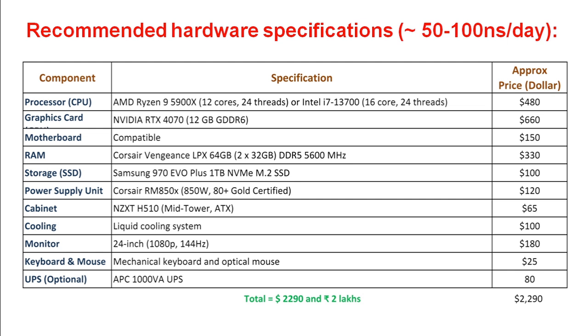are performing your molecular dynamics simulation, the temperature of the whole system goes up and also your workstation gets heated. So to cool down, a liquid cooling system is very important. And then monitor, keyboard, and UPS are optional. So a budget workstation on which you can perform 50 to 100 nanoseconds of simulation per day comes at approximately 2290 dollars, or in Indian rupees approximately 2 lakhs.